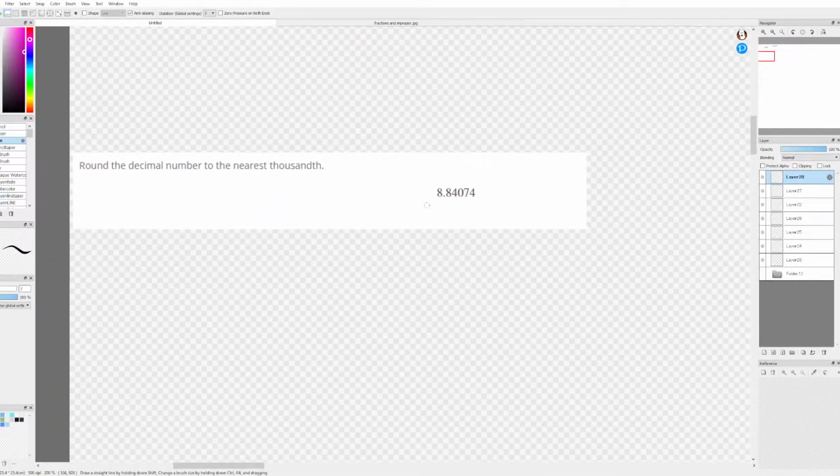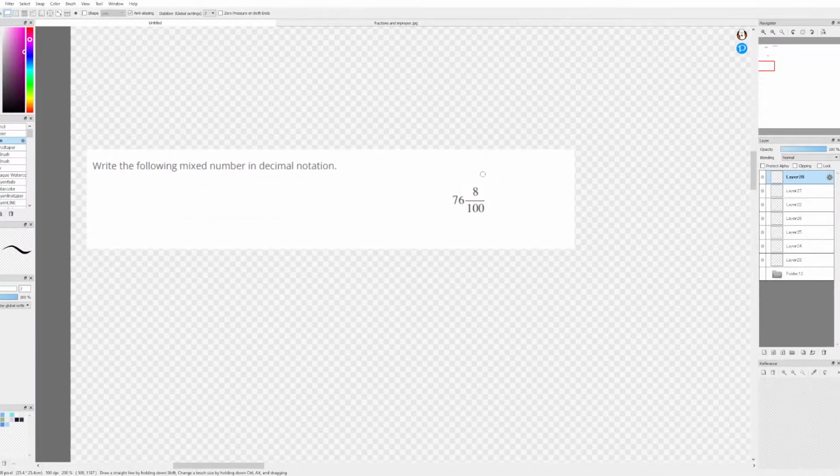This one is round the decimal number to the nearest thousandth. We want to find the thousandths place. This is the ones place, the tenths, the hundredths, the thousandths. And then we look to the right of it again. The rounding doesn't change whether you're in the decimal or not. Since the next number is a 7, we're going to do 8.841.